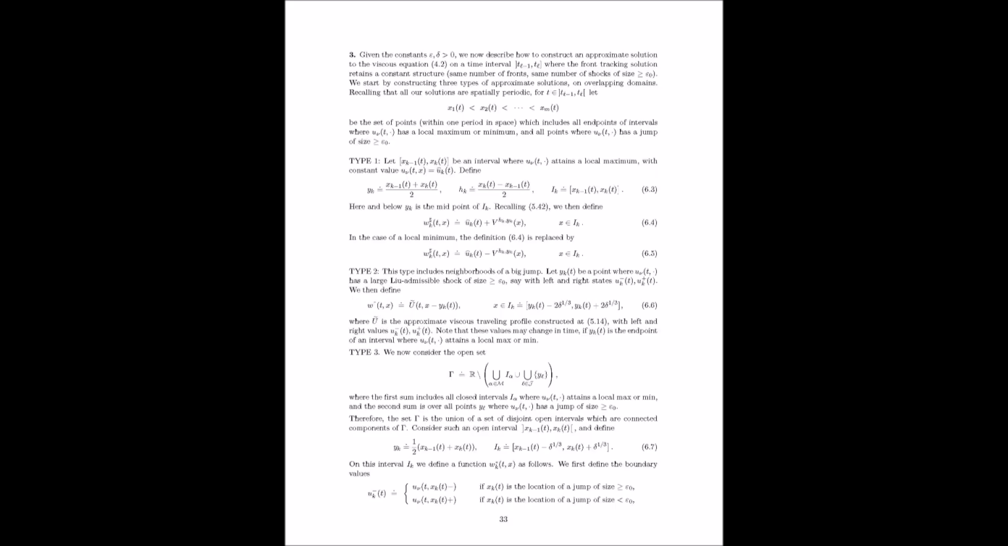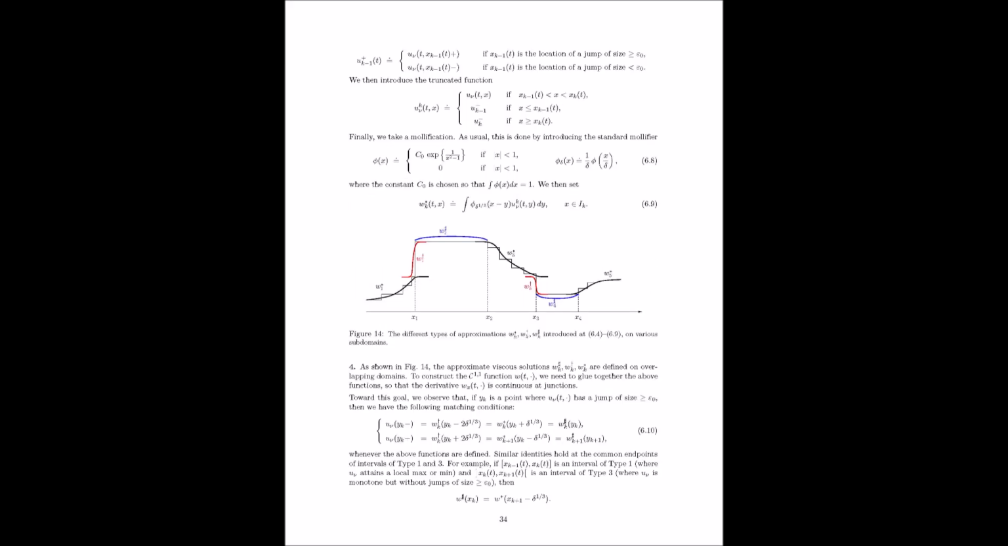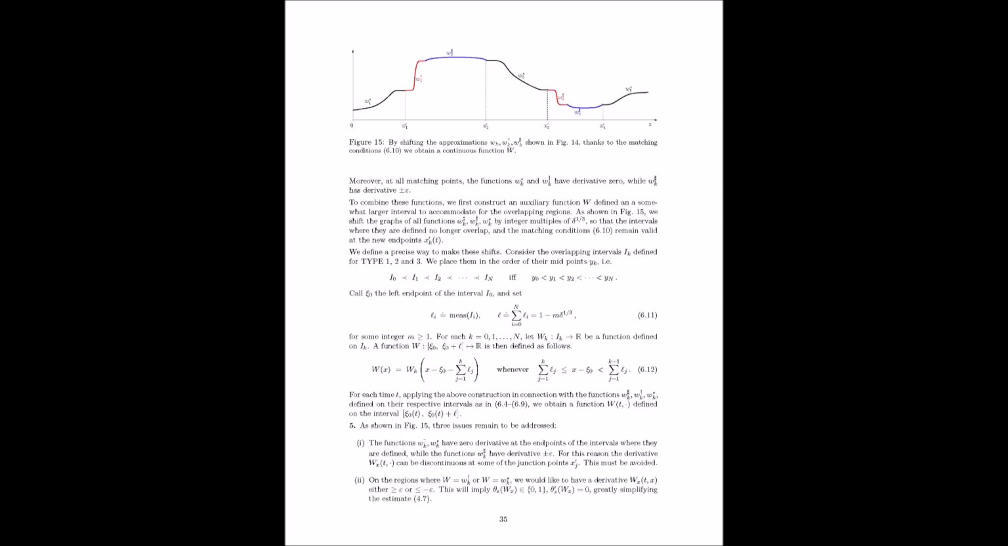Their ultimate goal is to prove that as the artificial diffusion vanishes, the solution of this regularized equation converges to the same solution they obtained through front tracking. It sounds like they're setting the stage for a grand mathematical reveal. Yes. How do they go about proving this convergence? So the heart of their proof lies in proposition 4.1, where they construct a special function denoted by W(t,x) that sits remarkably close to both the front tracking solution and the viscous solution.